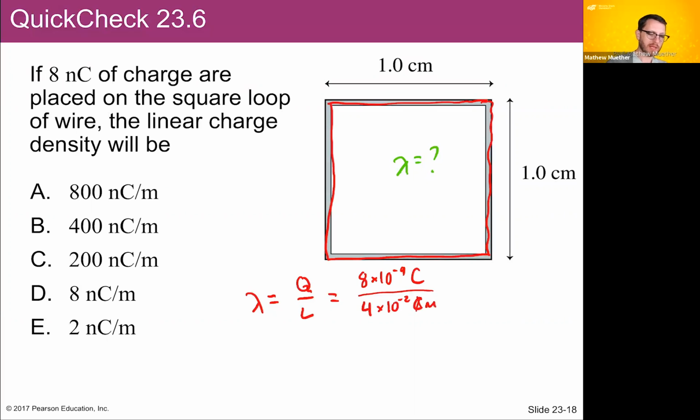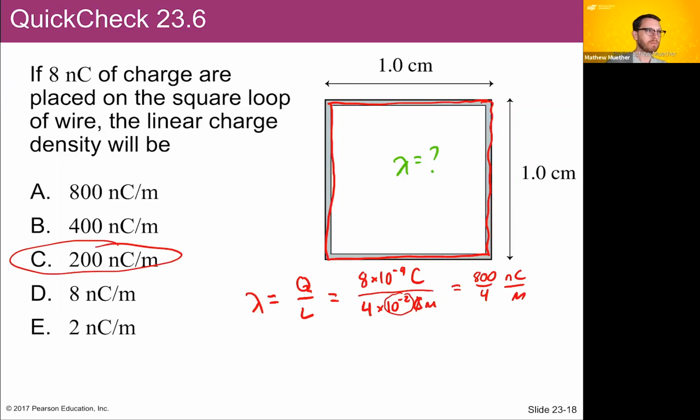So that tells me that I should have something, right? If I check the units on this thing, I'm going to have to multiply by 100 in the numerator. So I'm going to get something that's going to be like 800 over 4 nanocoulombs per meter, or something that looks like 200 nanocoulombs per meter.